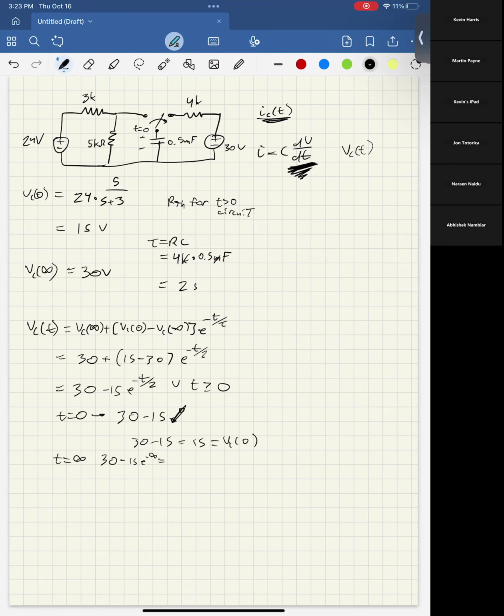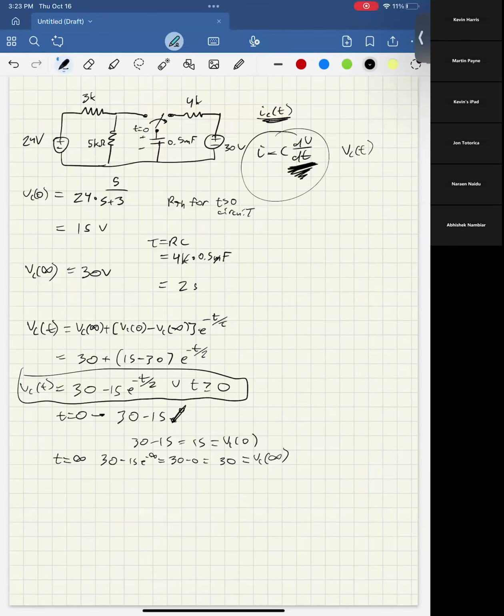So this is just 30 minus 0, which is 30, which is the same number we found up there for VC of infinity. So that means we know we did our equation right. Yay. So that would be that.